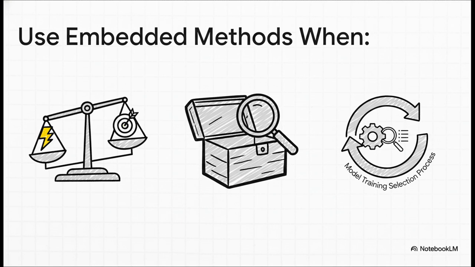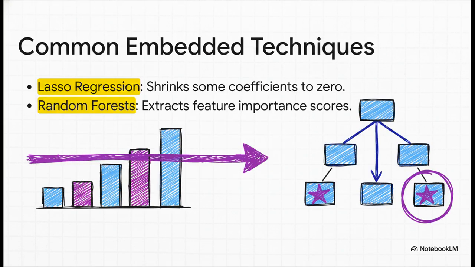They're ideal when you're already using a model that has this built right in, like tree-based models or regularized regression. Some of the big stars of this approach are things like lasso regression, which actually shrinks the importance of bad actors all the way down to zero, basically writing them out of the script for you. And then you've got tree-based models like Random Forest, which can just give you a ranked list of which features contributed the most to the final story.